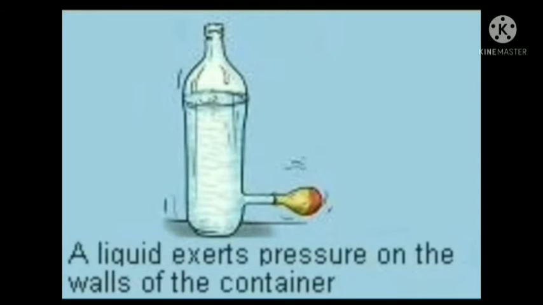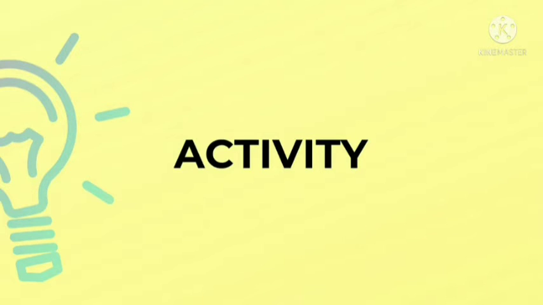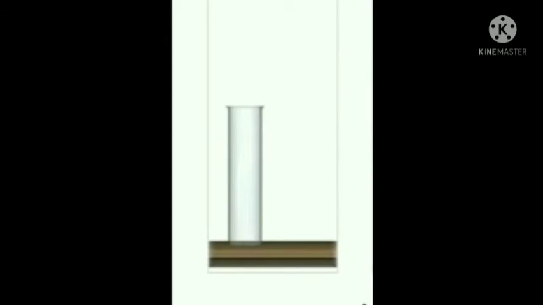Second, liquid exerts pressure on the walls of the container. Let us perform an activity. Take a waste plastic bottle and make a hole at its bottom. Insert a tube in the hole horizontally to make a tap-like opening at the side. Tie a balloon to the opening. What do you observe? You will notice that the balloon bulges outwards. This shows that liquids exert pressure not only on the base of the container but also sidewise on the walls of the container.